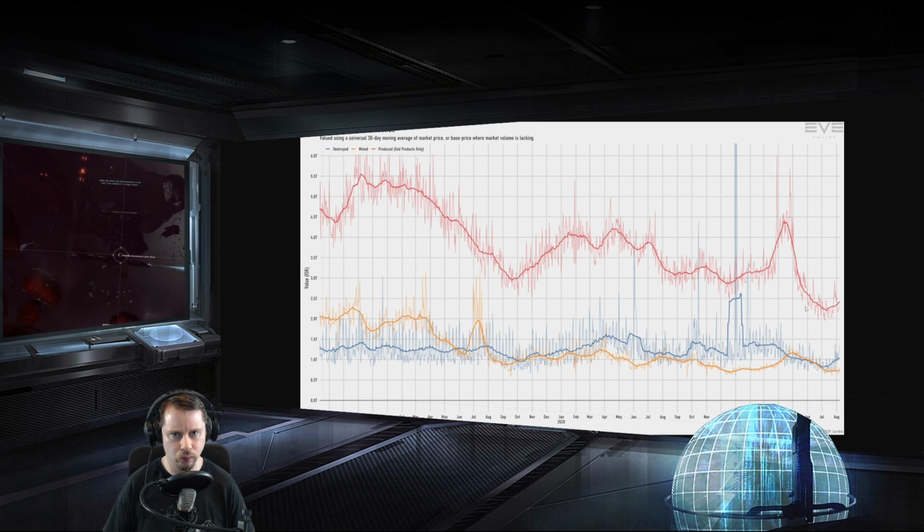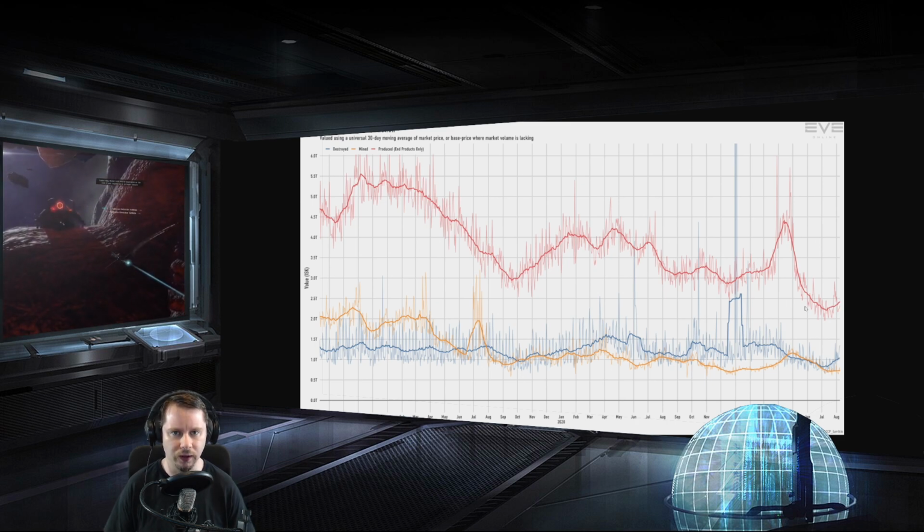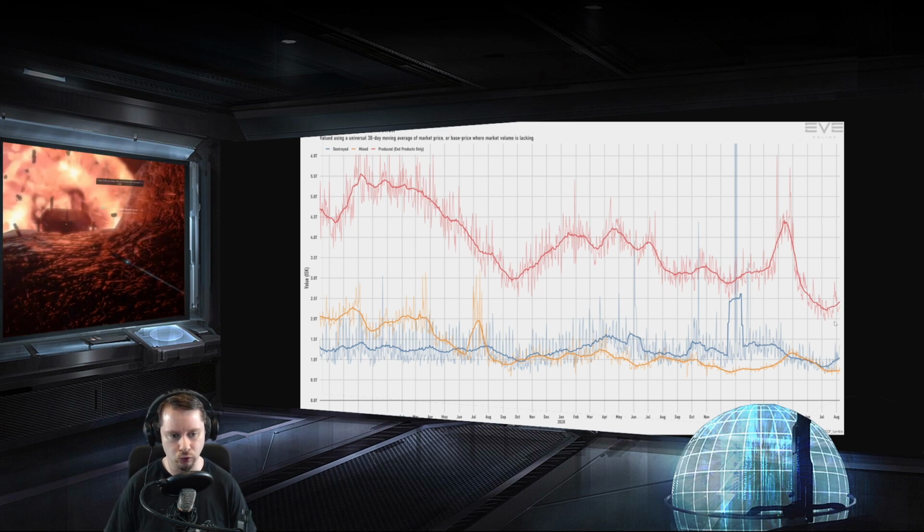I think price-wise, titanium dropped off a little bit, but everything else is actually high too, in a pretty normal average place.